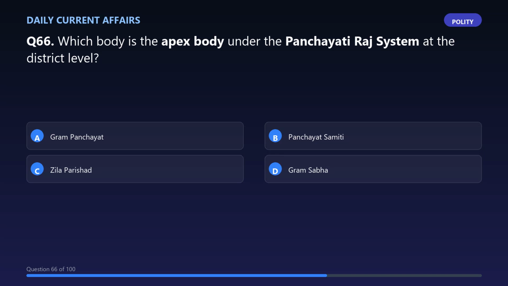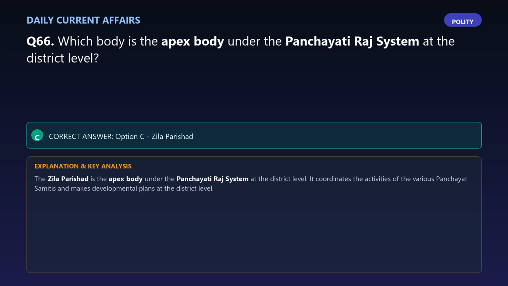Question 66. Which body is the apex body under the Panchayati Raj system at the district level? The correct answer is option C, Zilla Parishad. Explanation: the Zilla Parishad is the apex body under the Panchayati Raj system at the district level. It coordinates the activities of the various Panchayat Samitis and makes developmental plans at the district level.